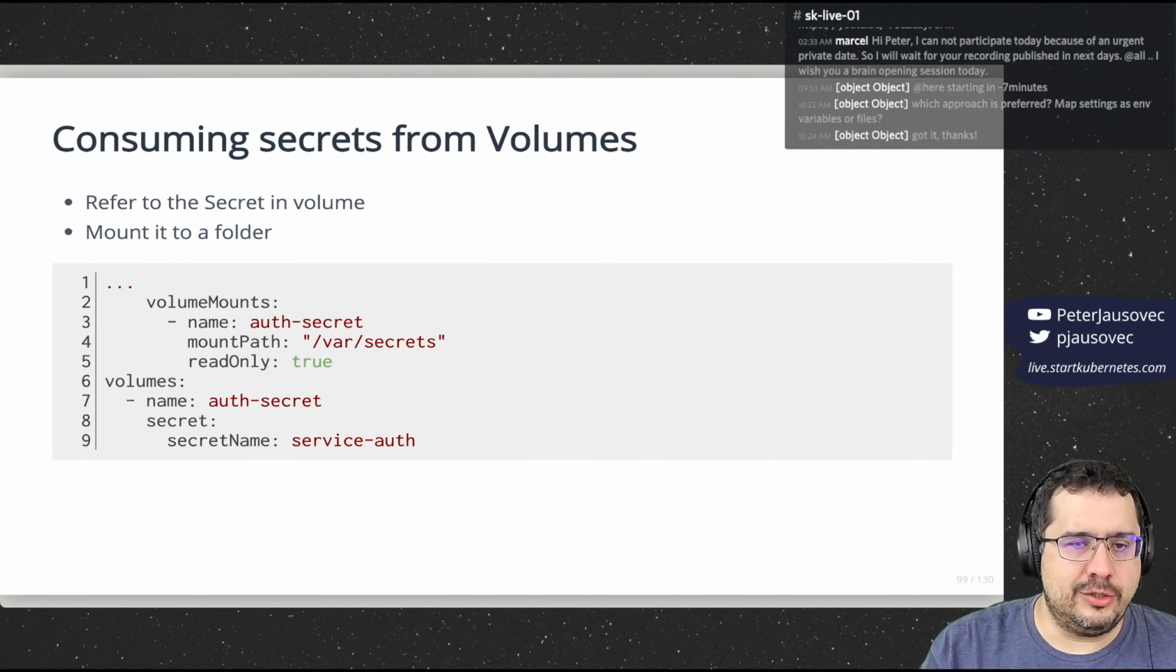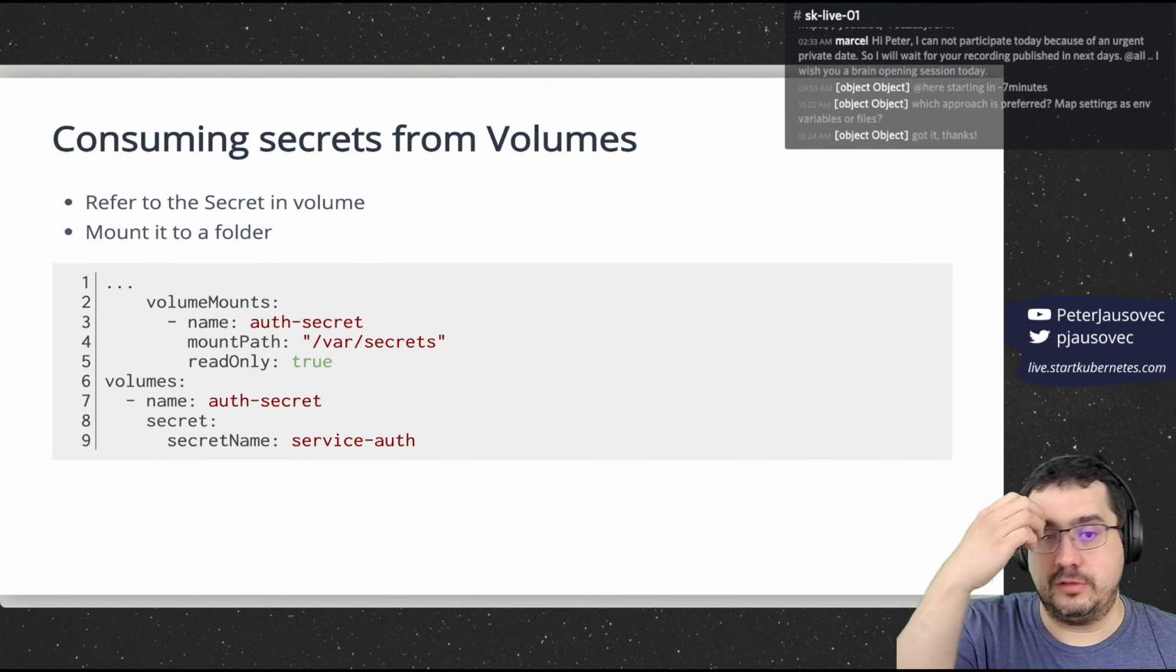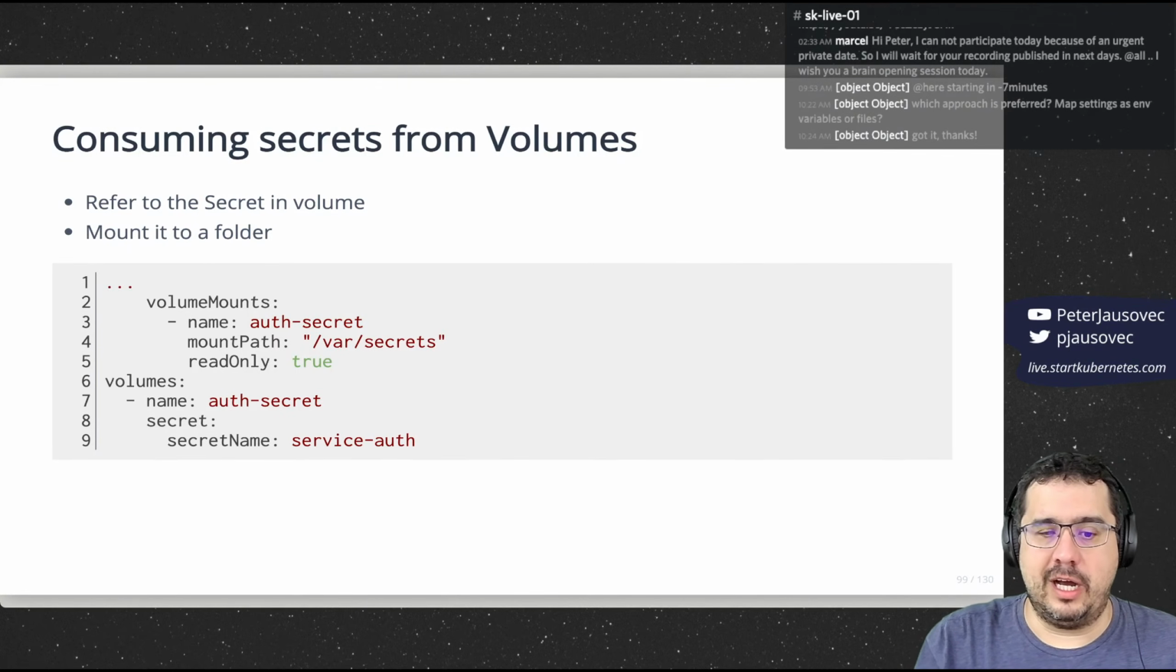So the format looks very, very similar to how you would do it with ConfigMaps. Instead of using a config map, you would use a secret and a secret name, and then the volume mount is exactly the same. You specify the name of the volume, the path you want to mount the secret in, and then specify if you want to make those files read only or not.